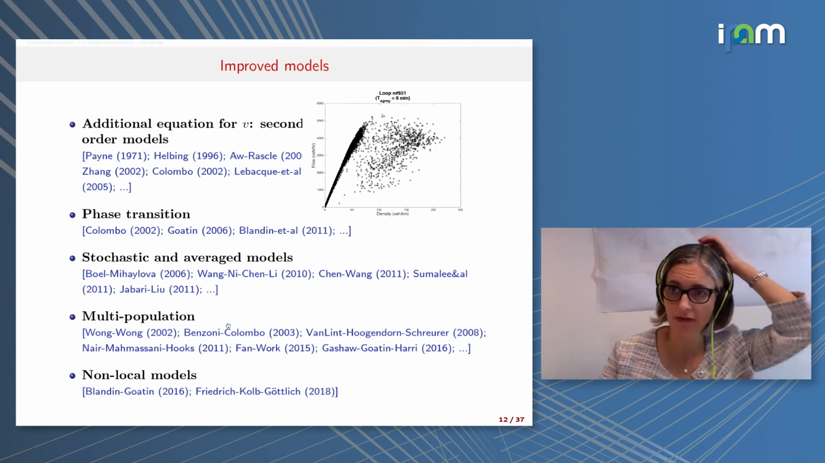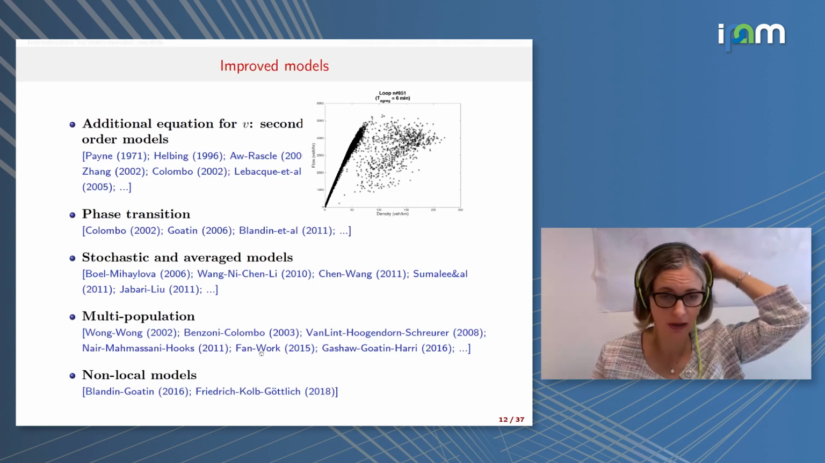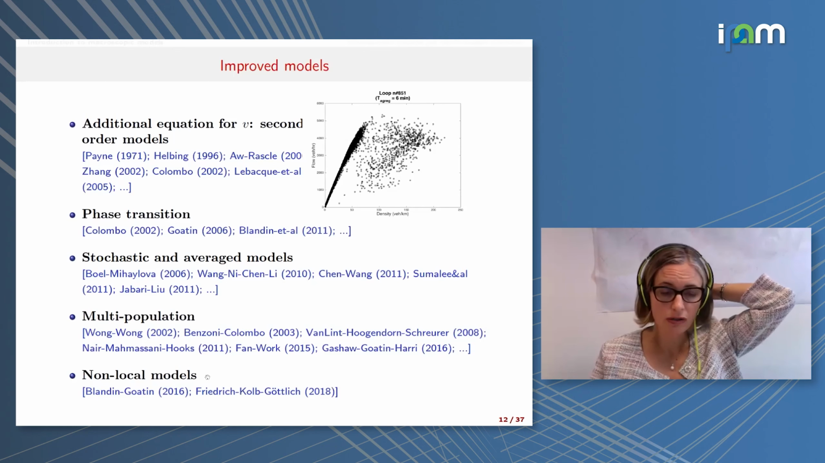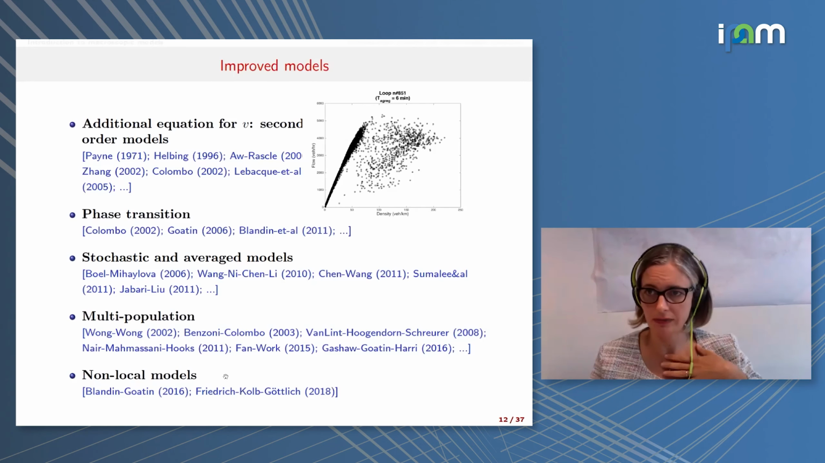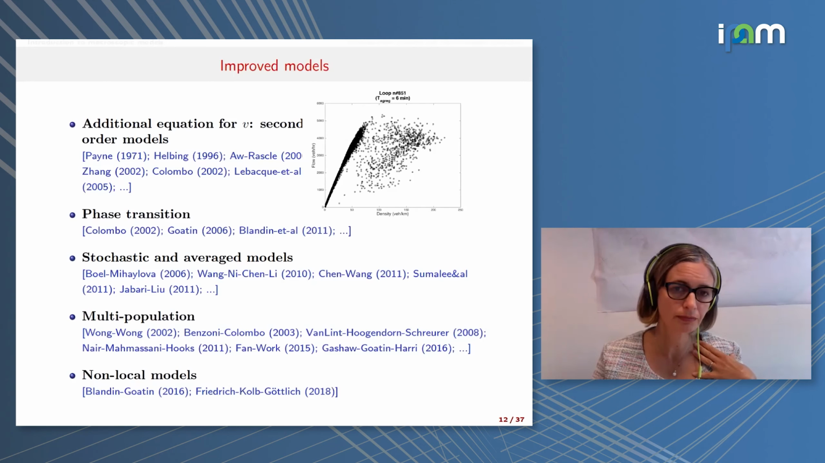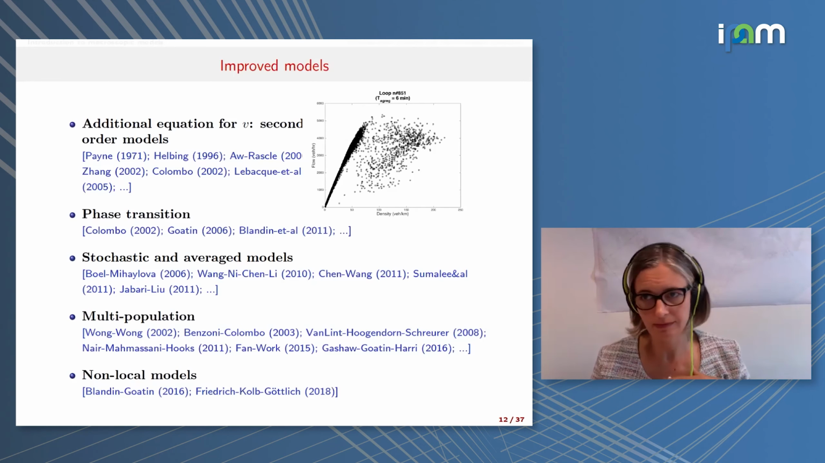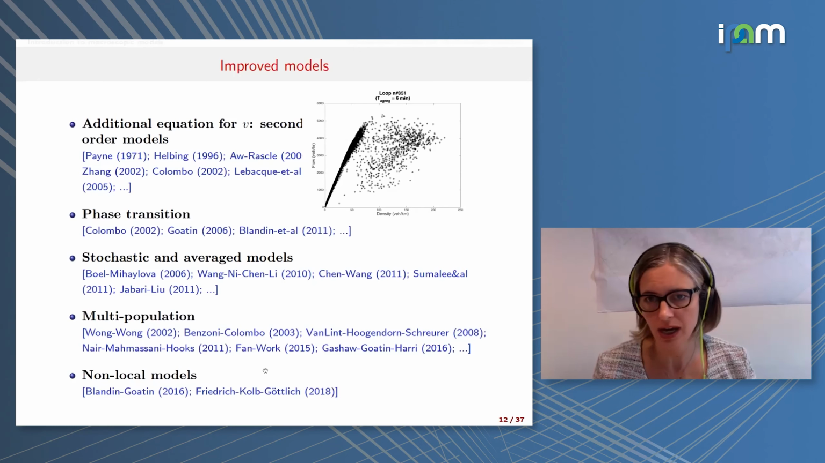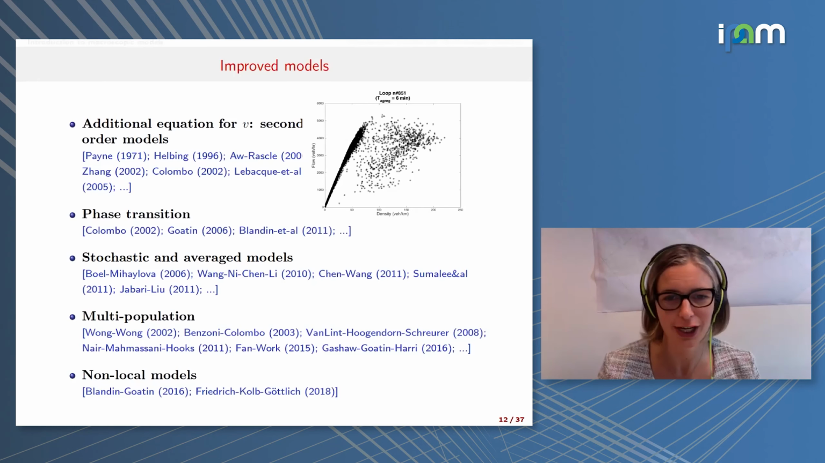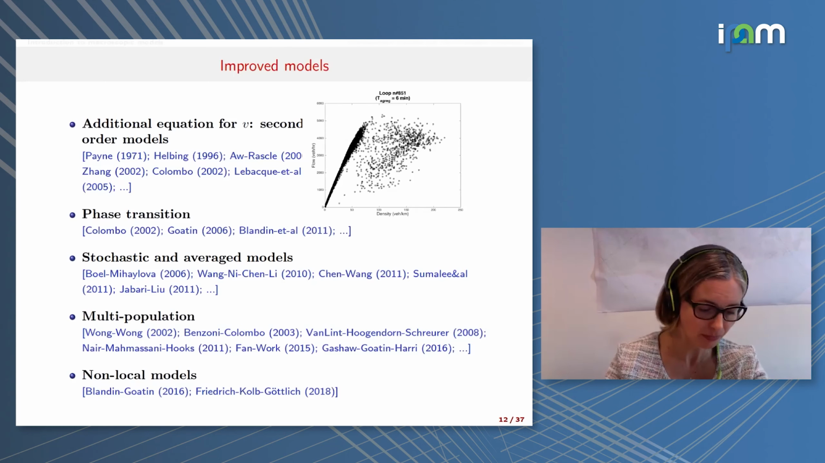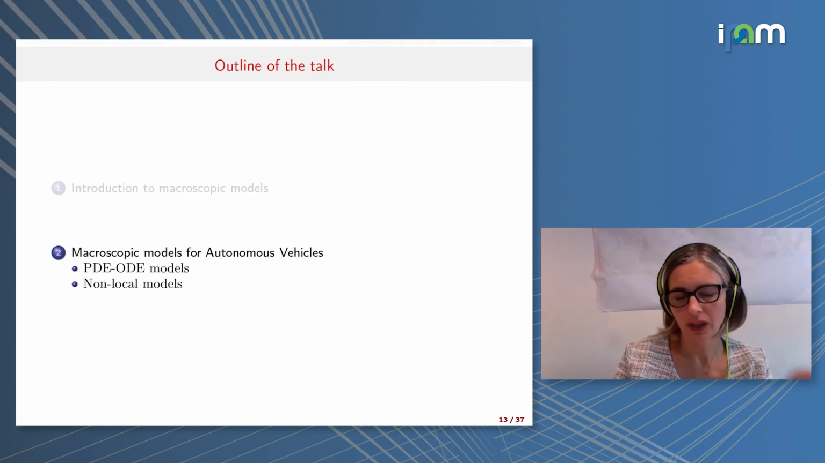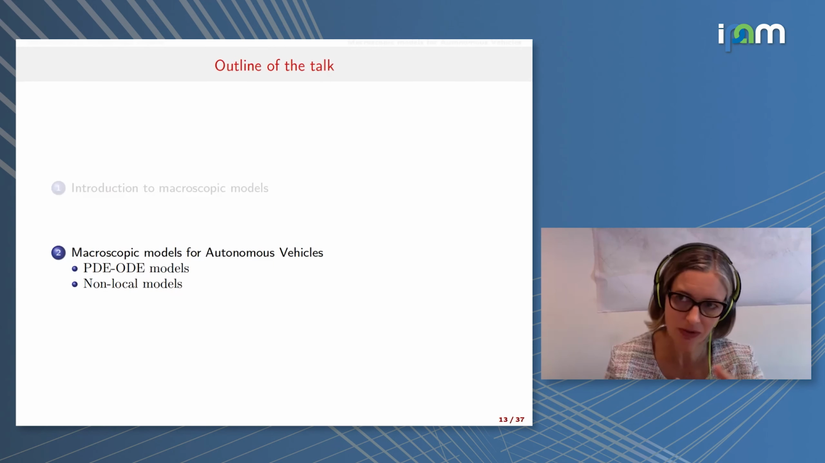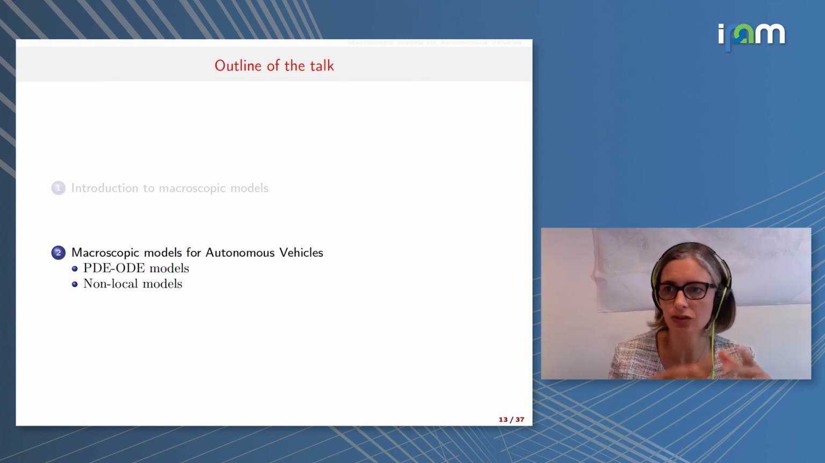Here I didn't put the references, but I can give you some if you need. And also, as I will show you later, some non-local models have been developed. So, I mean, the literature is enormous. Here I just put some references, and don't hesitate to ask, maybe not now, later, if you need more references. Okay, so let's now see how we can account for the presence of autonomous vehicles in the traffic flow.